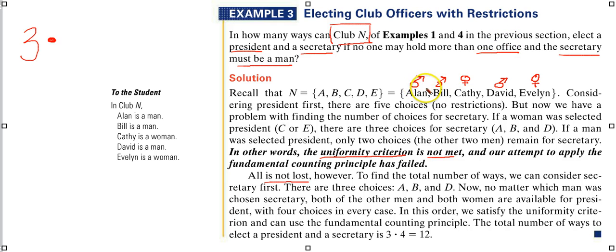So, and it's not restricted. So how many individuals are left now? And the answer is 4. So 3 times 4 gives you 12. There are 12 possibilities if you were to make up that chart, and using a modification of our formula where we switch these offices around. We're electing the secretary first.